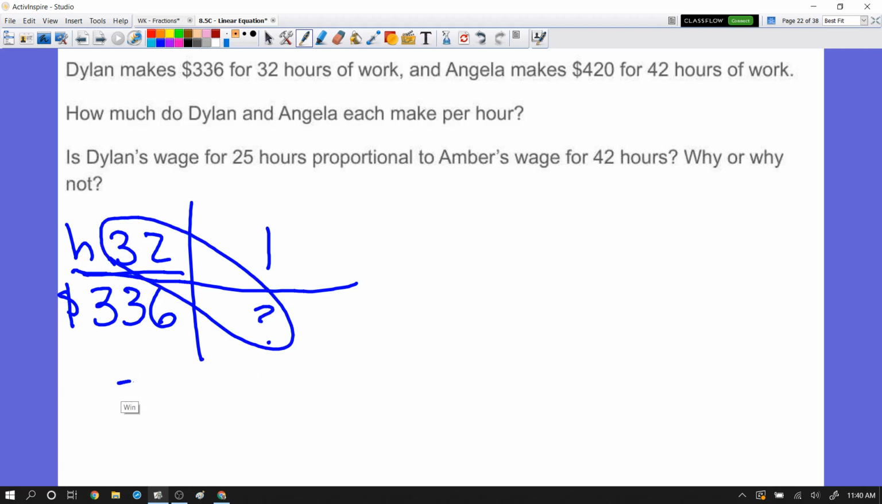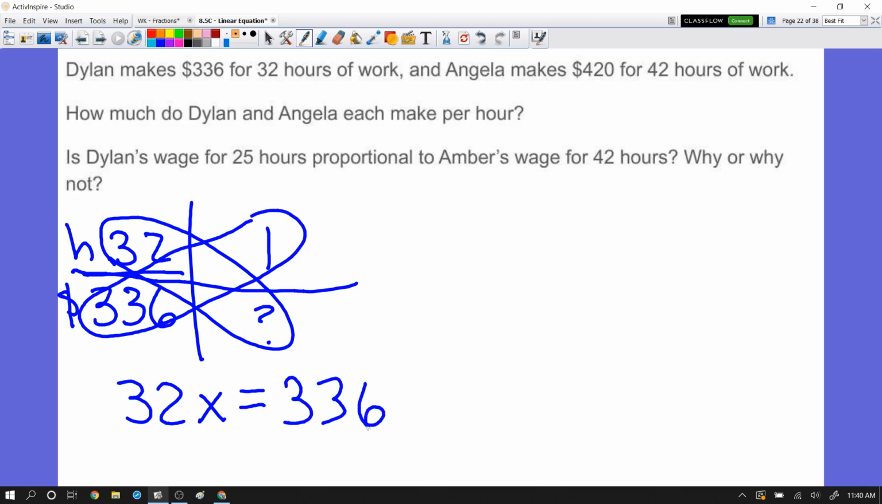32 times a mystery would be 32 times your variable. And this is where solving one-step equations comes in. Equals 336. Okay, so we would do 336 divided by 32, and you'd get Dylan makes $10.50 an hour. Now you can use this unit rate, 1 hour is $10.50. You can use that to make estimations and make extrapolations based on that. So like you could figure out 50 hours, 500 hours, how many hours would you have to work to get X amount of money.